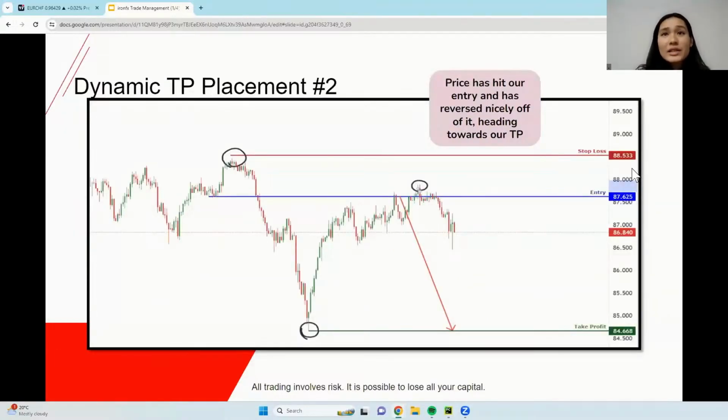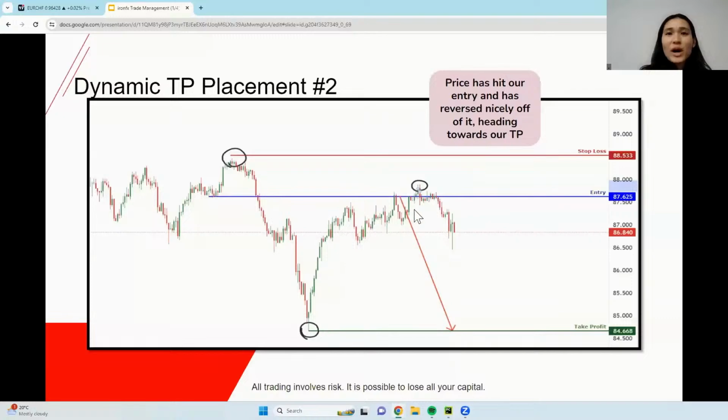So price has hit our entry and has reversed nicely off of it, as you see here, and is now heading towards our take profit. You can often expect price to test significant levels of confluence like we see over here in our entry, and like we've seen in our previous examples as well. You can often see price testing the level before reversing off of it.